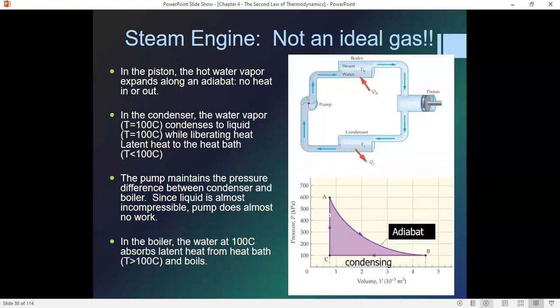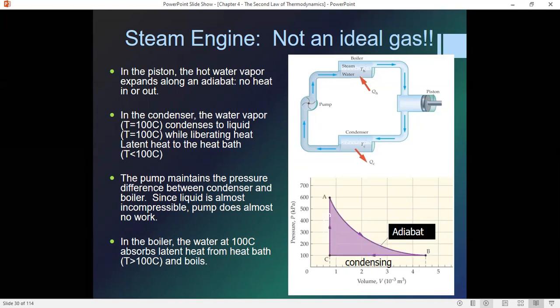Now, steam engines are using steam. Steam is not an ideal gas. So when we look at the cycle which is used, it's called the Rankine cycle. It basically works by boiling the water, okay? It causes the pressure to jump, allowing the steam to expand adiabatically, and then recondensing the steam at a constant pressure, okay?